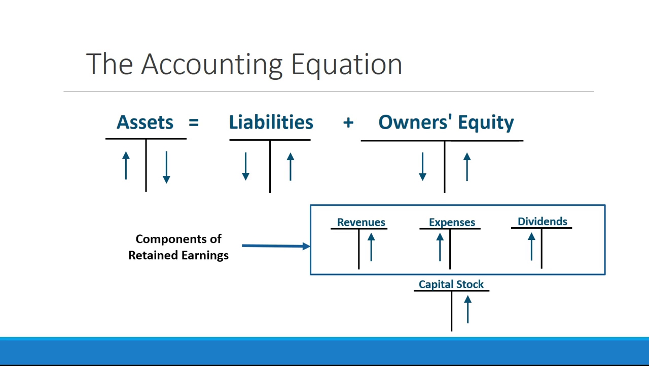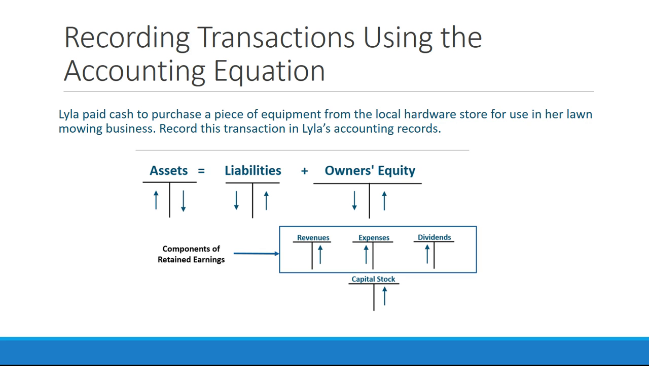We broke that owner's equity down into capital stock and retained earnings. And then if you recall, we said that the components of retained earnings are revenues and expenses, which make up net income, as well as dividends. The arrows on these T accounts represent the effect of a debit or credit on these various types of accounts. So the increase arrow, the arrow going up on the left side of the asset T account, means that a debit would increase that asset account. So let's see how we can use this to analyze transactions and record them properly.